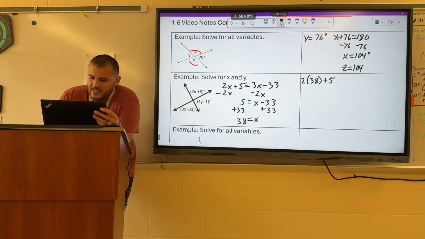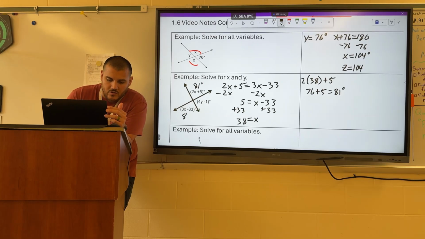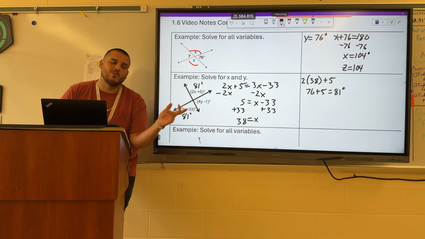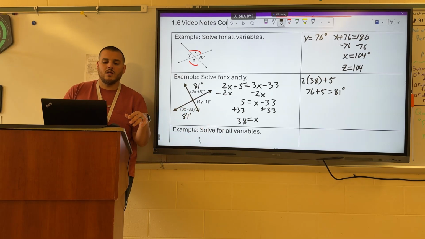2 times 38 is 76. 76 plus 5 gives me 81 degrees. So make sure you're with me here. I know this angle is 81 degrees, which means this angle, which is vertical to it, should also be 81 degrees. That's a way you can check to make sure your x is right. When you plug it in here, it should also be 81.